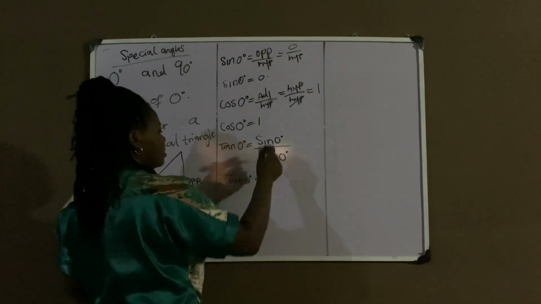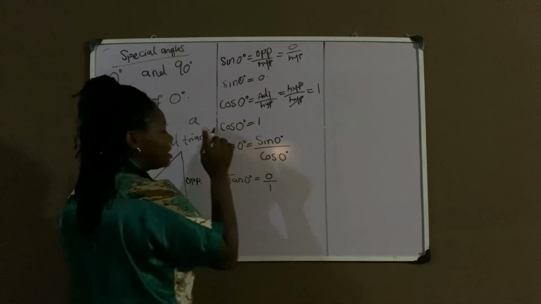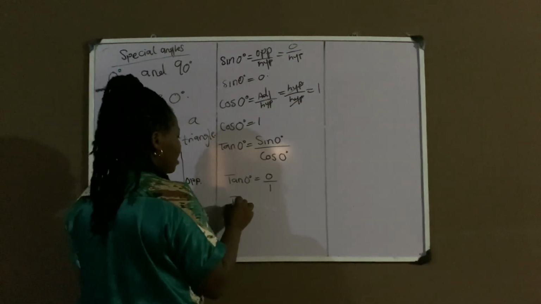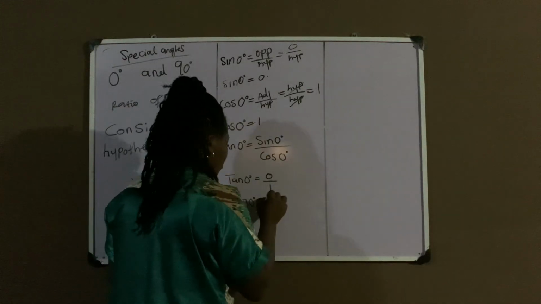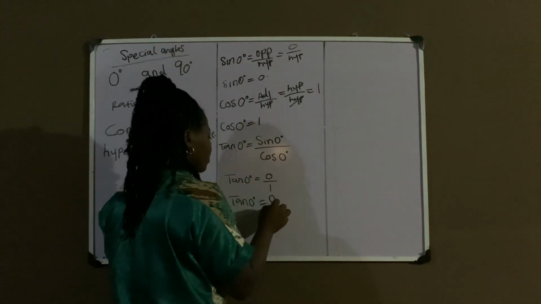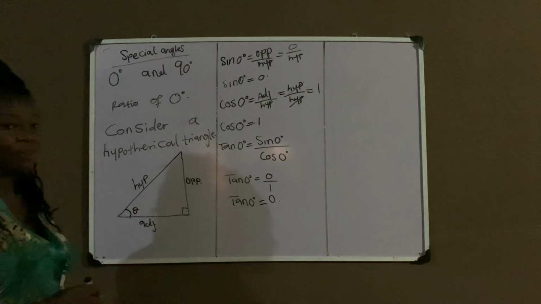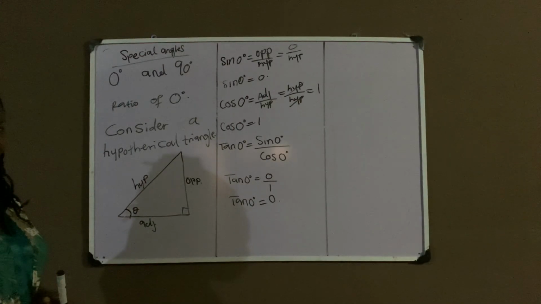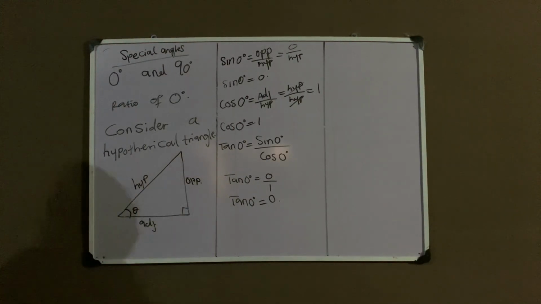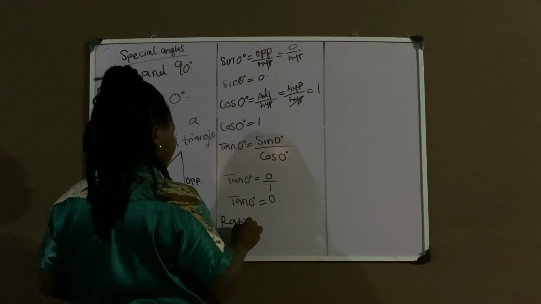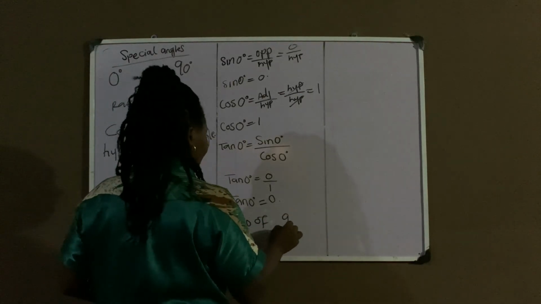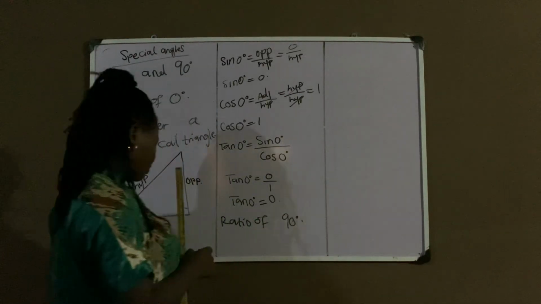Then cos is what? Over 1, which is the same thing as saying that tan 0 degree is equal to what? 0, sorry. So tan 0 degree is giving us 0. Now let's move to the second one, which is the ratio of 90 degree. That's the next one we'll be doing.